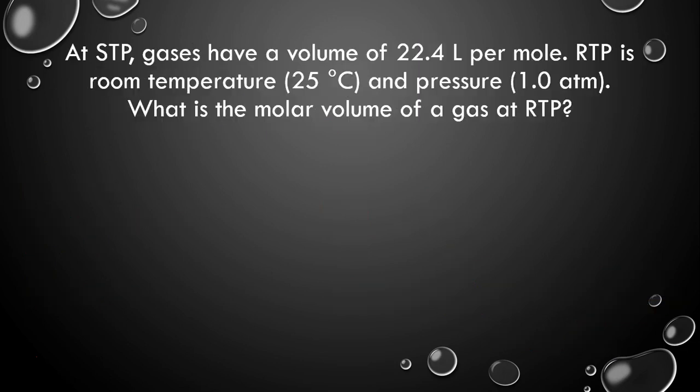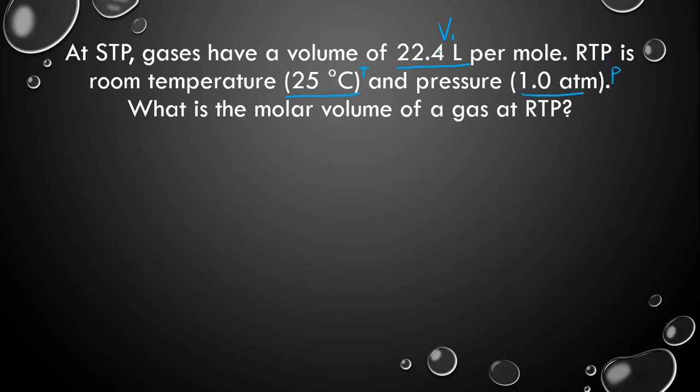Now let's look at the next one. At STP, gases have a volume of this. So most people will see this first: a volume of this many liters. So here's a V. We can call that V1. RTP is room temperature and pressure. So here is a T and here is a P.